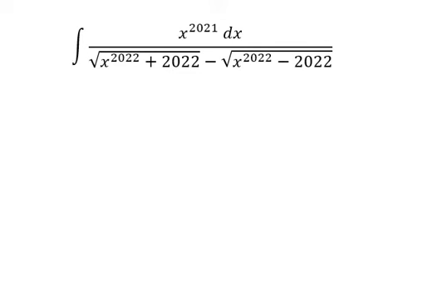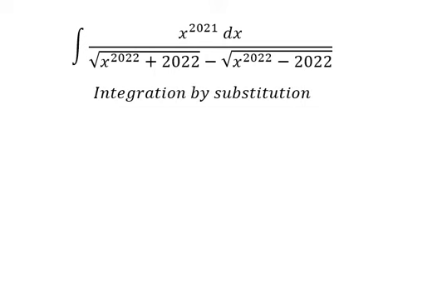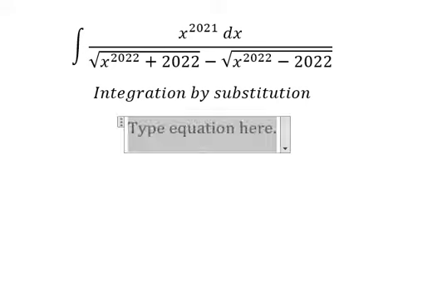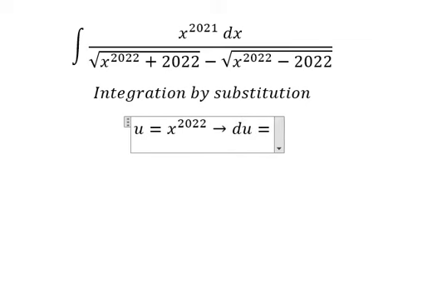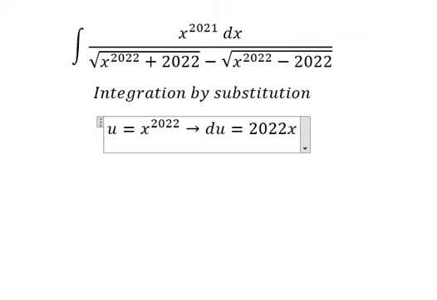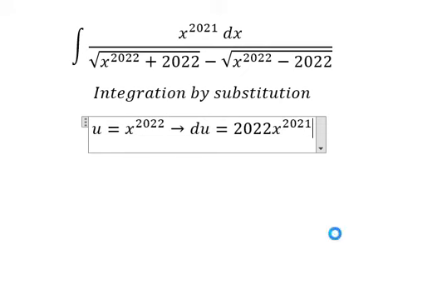We need to use integration by substitution. So I will put u equals s to the power of 2022. After that, we need to take the first derivative of both sides, and we have 2022 s to the power of 2021 ds.